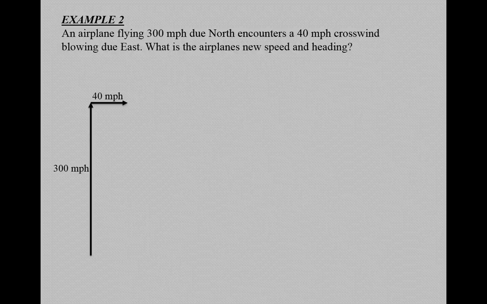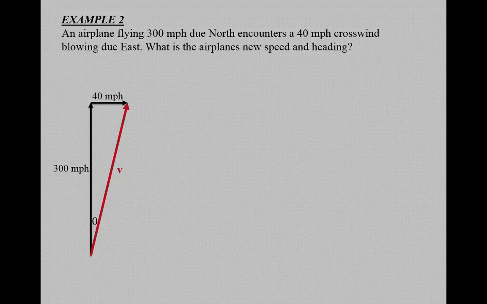So the airplane in still air can fly at 300 miles per hour straight north, but then if there's suddenly a crosswind blowing at 40 miles per hour straight to the east, that's going to tend to blow the airplane off course, and it's going to slightly affect the airplane's speed. The resultant velocity will be along this path here. So to know what the airplane's new velocity is, we're going to need to know the length of the hypotenuse and the new angle.